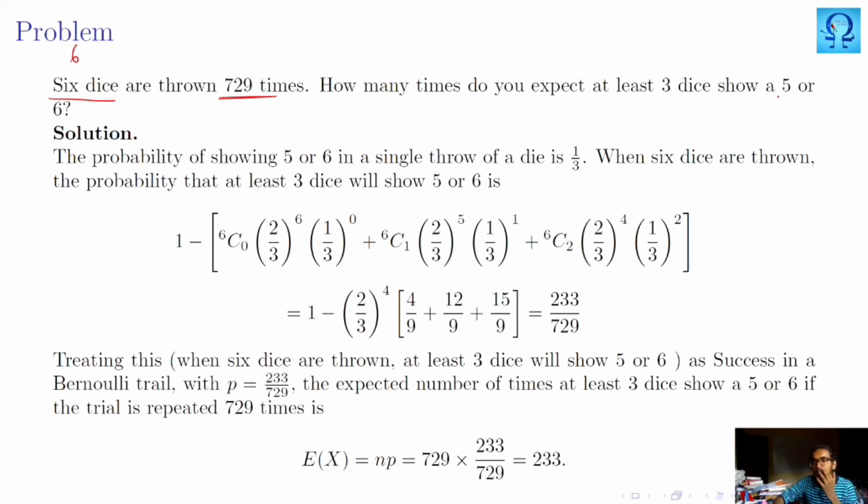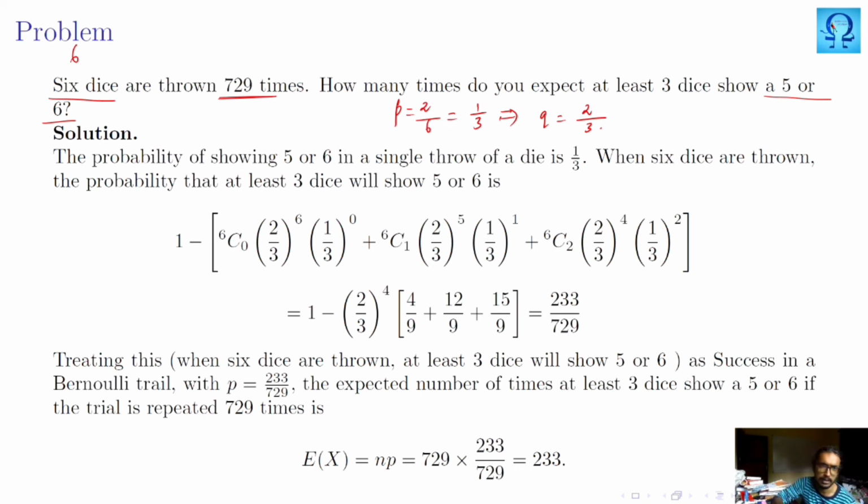Here what we can consider is that obtaining 5 or 6 on a die is a success. Throwing a die is an experiment, a Bernoulli trial. To get a success you should have 5 or 6, so the probability is 2 upon 6. If we get 5 or 6, we count it as a success, so it is 1 upon 3. And of course, q is 2 upon 3. Here, 6 dice, 729 times.